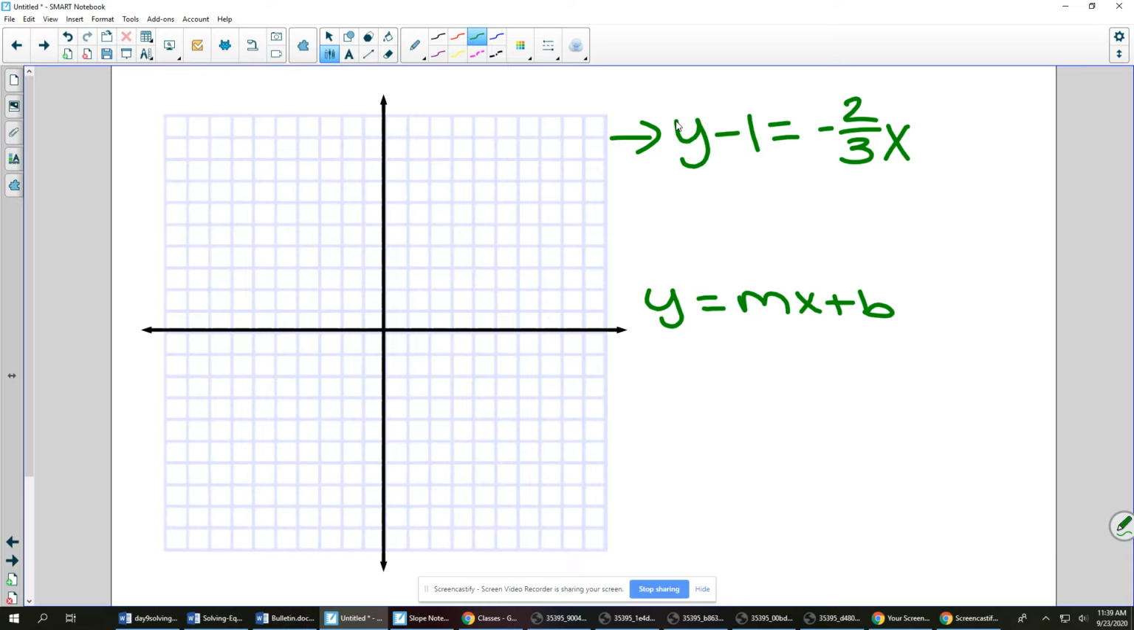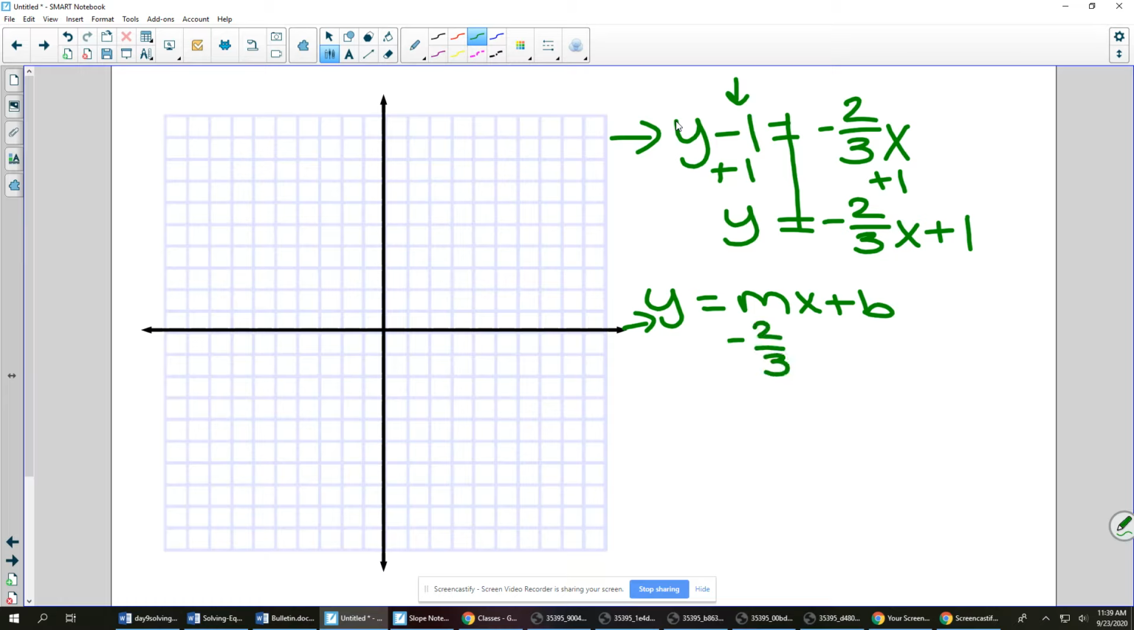So the first thing I'm going to have to do is move this -1. Pretty easy since we know how to do this already. I am just going to rewrite this to have y by itself. And I've got negative 2/3 x plus 1 now. Now it looks just like this. It is in slope-intercept form. So my slope is going to be negative 2/3, and I'm going to just write it below what they represent, and my y-intercept is going to be a positive 1.